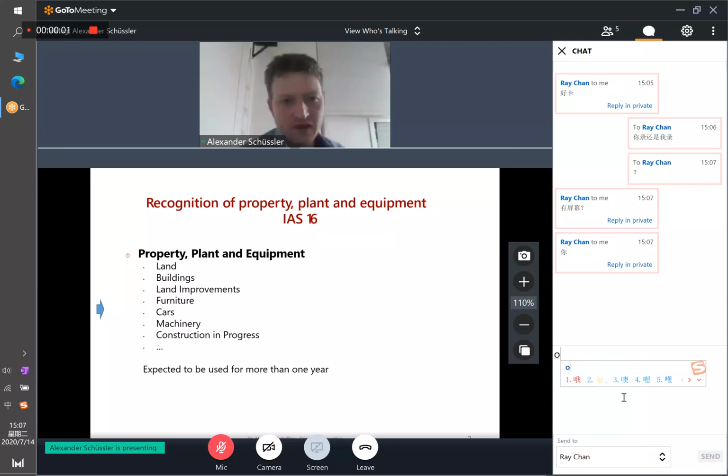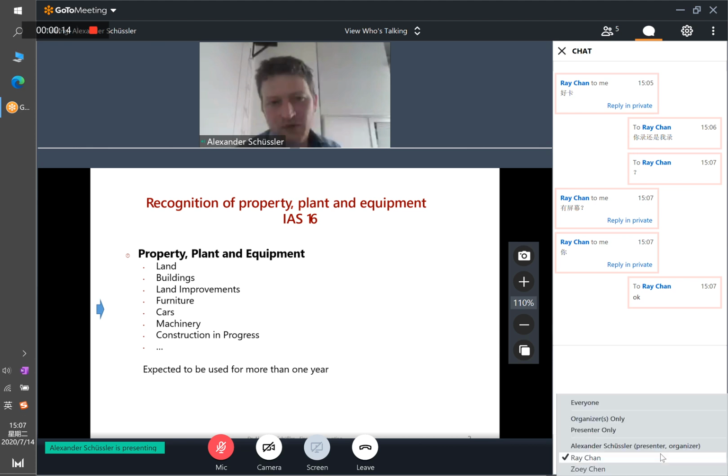have land, buildings. These are typical examples of property, plant, and equipment. Then we talked about land improvement. Do you remember what land improvements are?